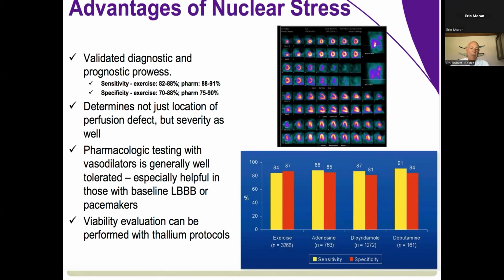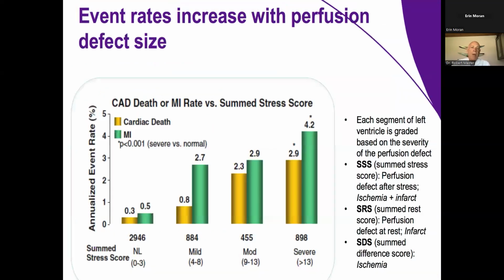Next slide. So once again, very similar to the stress echo, the perfusion defect correlates with prognosis. Here they're using what's called the sum stress score, which is the combination of stress, which is ischemia, and rest, which is infarct. So it makes sense that if someone has a lot of ischemic myocardium and a big infarct, they're not going to do well.